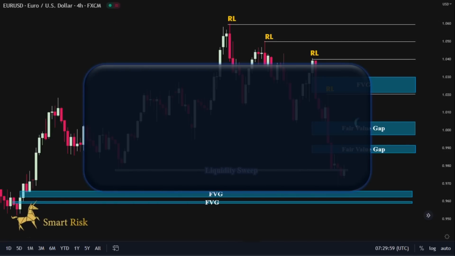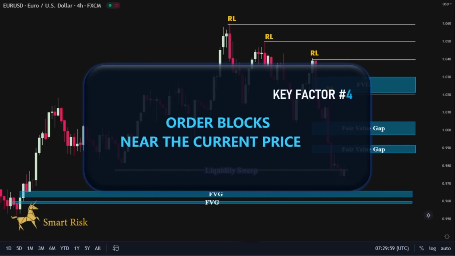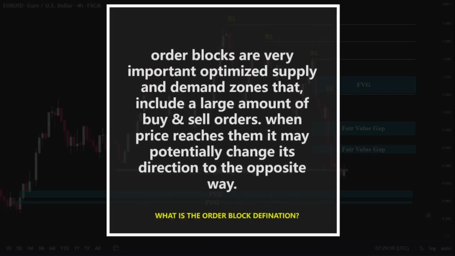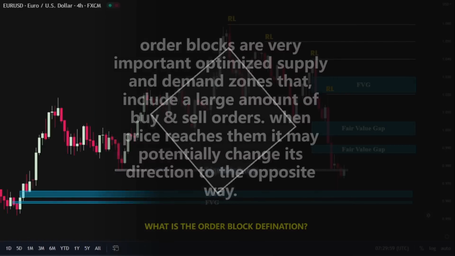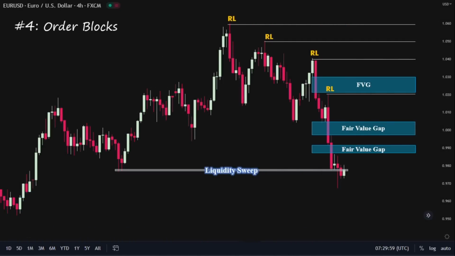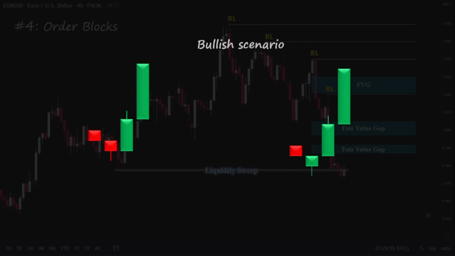We have to identify the 4th key factor on the price chart, which is order blocks near the current price. So let's start with the order block exact definition. Order blocks are very important optimized supply and demand zones that include a large amount of buy and sell orders. When price reaches them, it may potentially change its direction to the opposite way. So let's see how we can identify an order block on the candlestick chart.